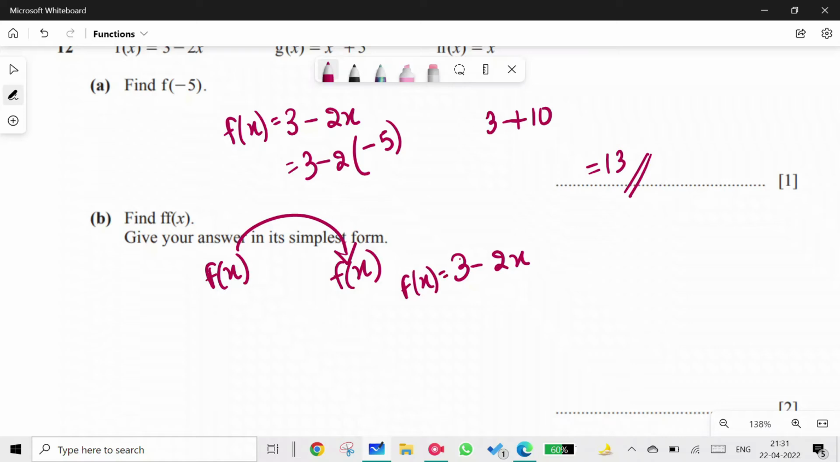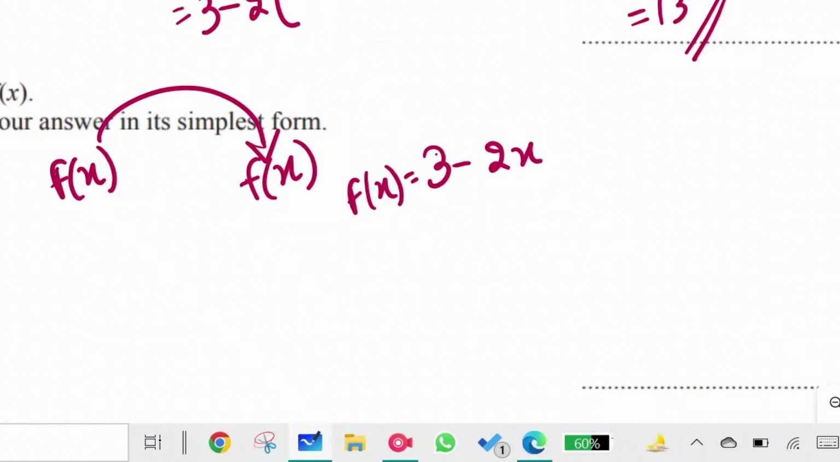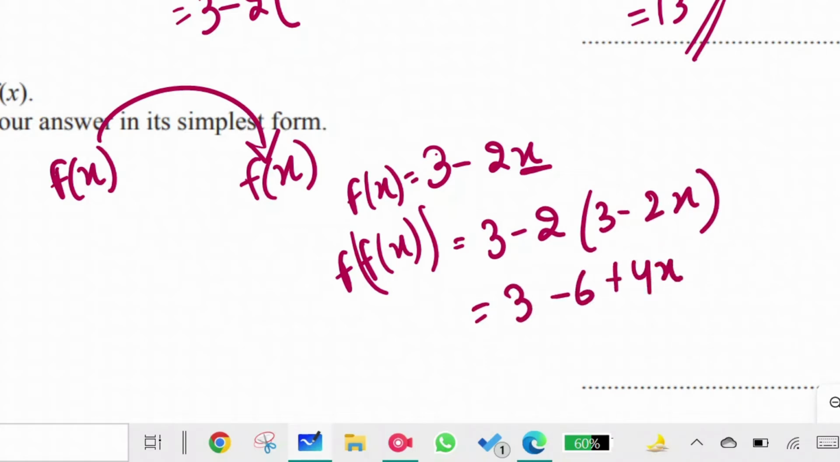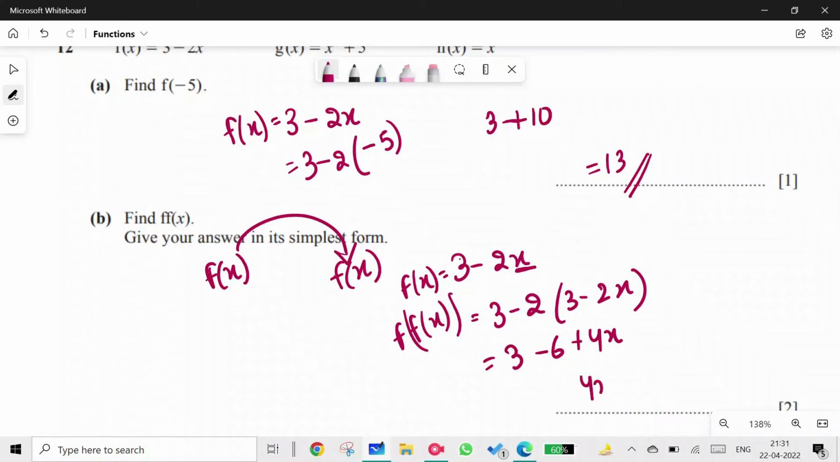Now to find f of f of x, you just have to substitute x with the function. So that would be 3 minus 2 into 3 minus 2x, which is 3 minus 6 plus 4x. So that would be 4x minus 3. That is f of f of x.